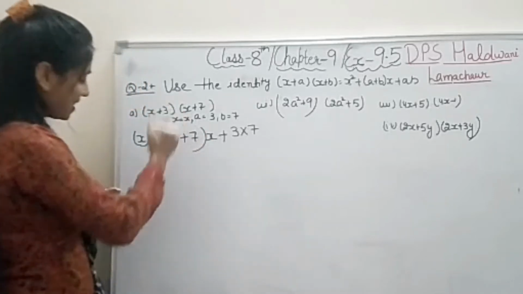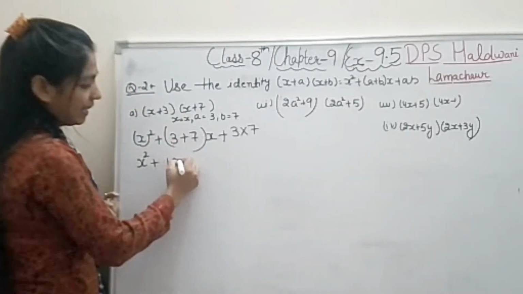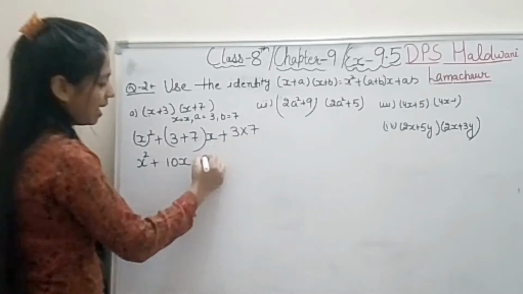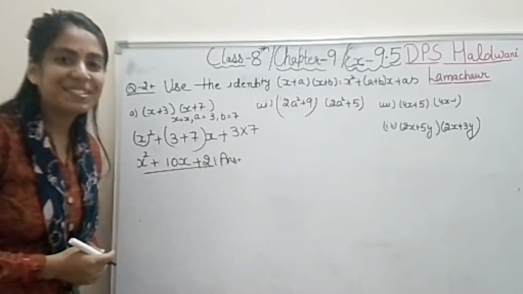Right student? So let's start. x square plus 7, 8, 9, 10, 10x plus 7 3s are 21. That's it student. This is the answer.